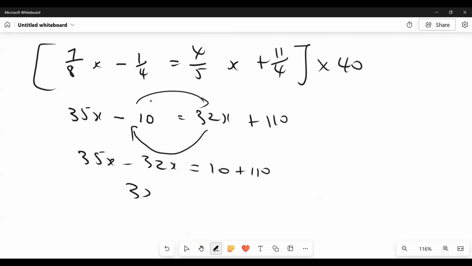So we end up with 3x equal 120. x then equal 120 over 3. x equal 40, right? This is all CXC mathematics. This is not university mathematics at all, right? So you were supposed to be able to handle this kind of thing from since then.